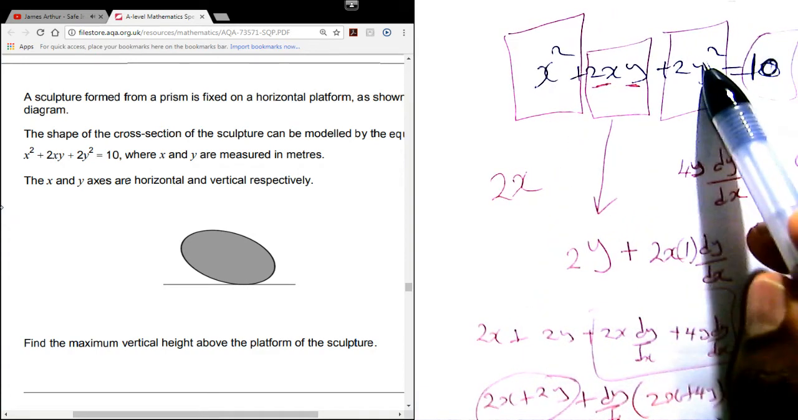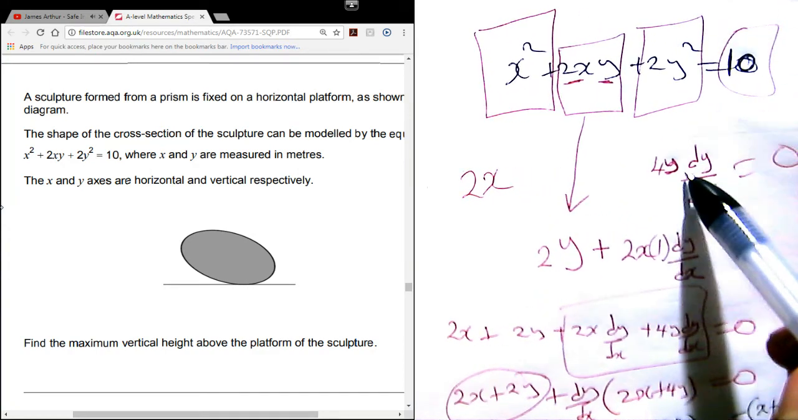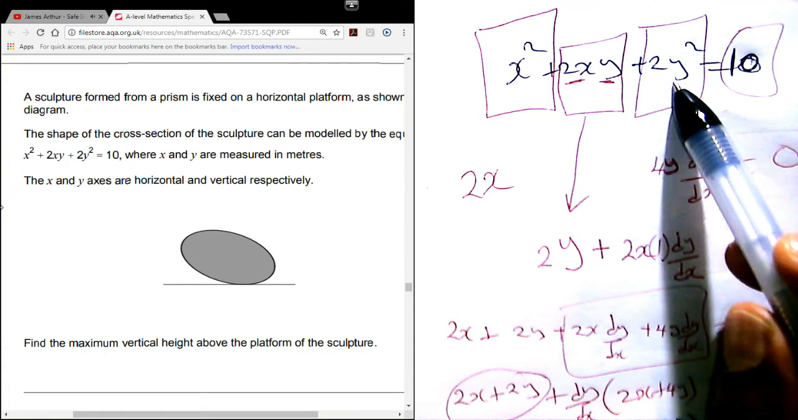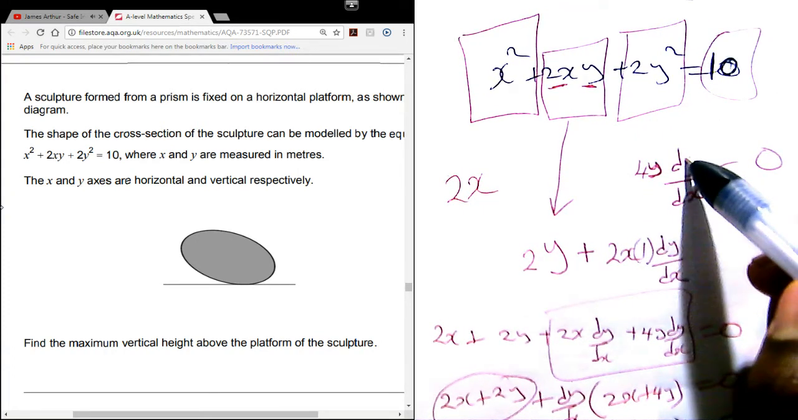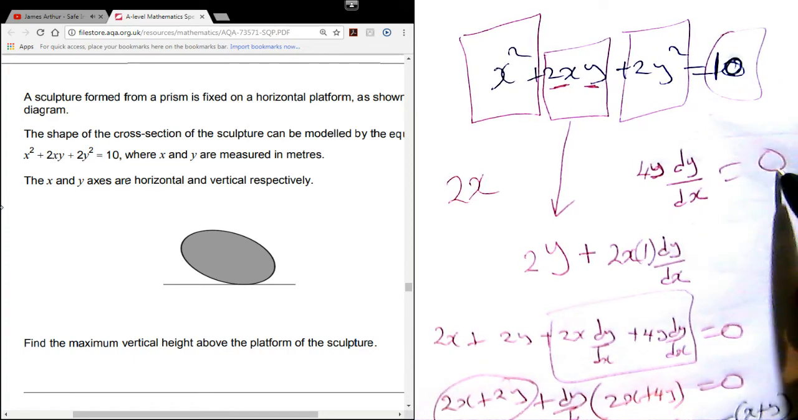We could differentiate 2y squared as 4y, but because we were not meant to differentiate a y, we would now put our guilt conscience, which is dy/dx, behind it. If you differentiate 10, you get 0.